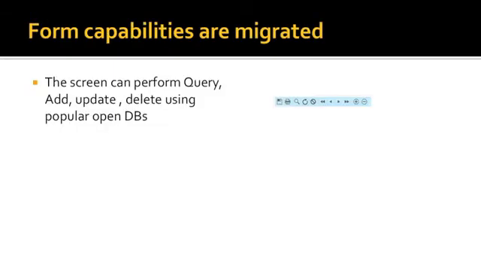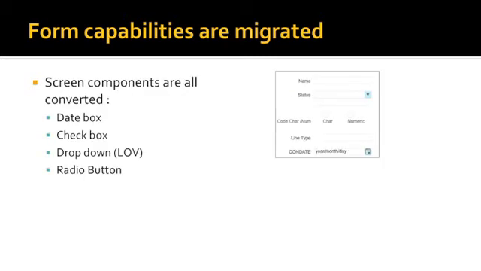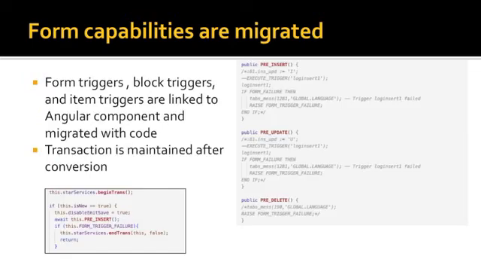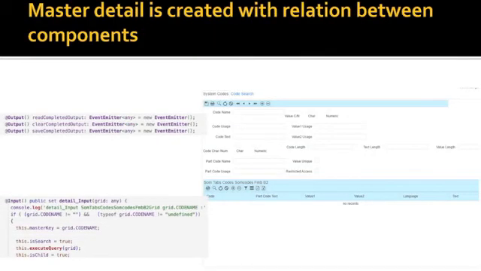The CRUD capabilities of Developer 2000 is available using Star Library, accessing any database of your choice. Three components are migrated. Also, triggers on the form, block, and item levels are migrated with their code. Begin and end transactions are supported also in the library. When a master detail is created, the relationship is maintained and all necessary events are handled.